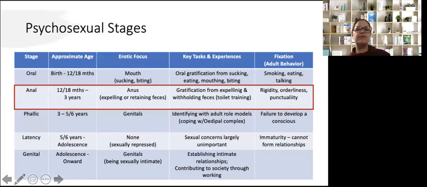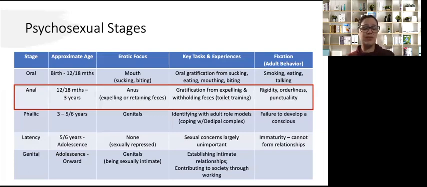And if toilet training is particularly demanding in this stage, so if they have a really hard time with it, maybe it was kind of traumatic or things didn't go well, fixation in this stage can occur. According to Freud, this can result in behaviors in adulthood revolving around control. So that control theme sort of stays. So these adults are more rigid or more orderly.